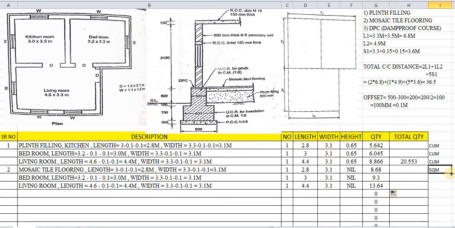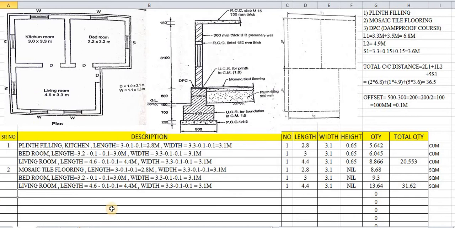Again, all these quantities are in square meters. So I have taken this as square meters. We just have to add them: this quantity plus this quantity plus this quantity is nothing but the quantity of 31.62 square meters.